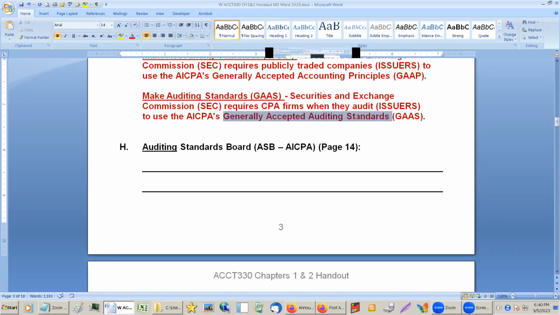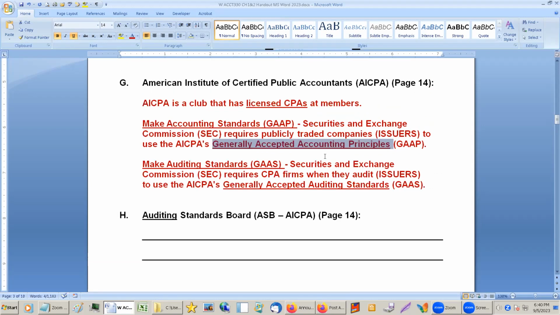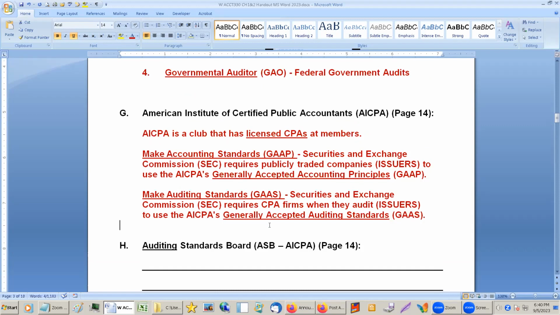So again, the AICPA does not enforce any of this. They can't, they're a club. But the Securities and Exchange Commission says, look, there are auditing standards by the AICPA, you must follow them. The government also has their own standards. You have to follow those also. So you actually have two sets of standards that you will need to follow if you're auditing a publicly traded company.